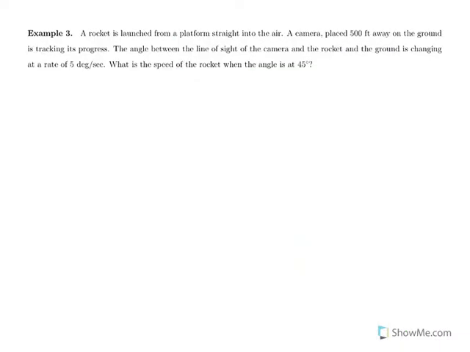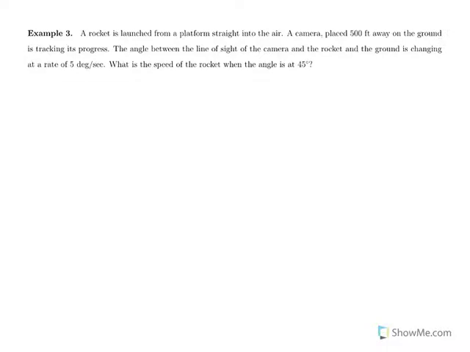All right, next question. A rocket is launched from a platform straight into the air. A camera placed 500 feet away on the ground is tracking its progress. The angle between the line of sight of the camera and the rocket and the ground is changing at a rate of 5 degrees per second. What is the speed of the rocket when the angle is at 45 degrees?